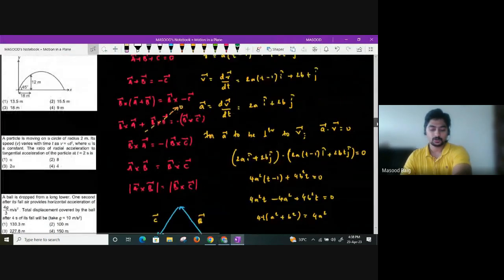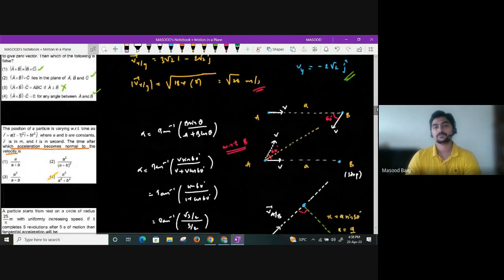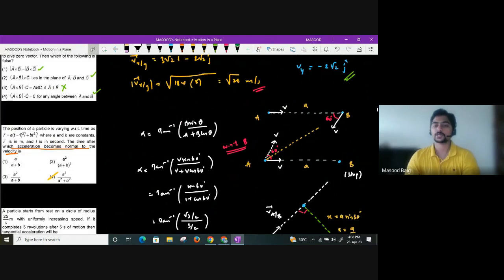So A bar cross B bar dot C bar will always be 0. If three vectors are lying in same plane, if I am doing cross product of two vectors, the cross product of two vectors will definitely be perpendicular to the third vector, right? And when we do dot product of two vectors which are perpendicular to each other, whatever may be the angle between A bar and B bar, A bar cross B bar dot C bar will always be 0. So which of them is the wrong statement? The third statement, which states A cross B dot C is ABC, is wrong statement, guys. Understood, all of you?